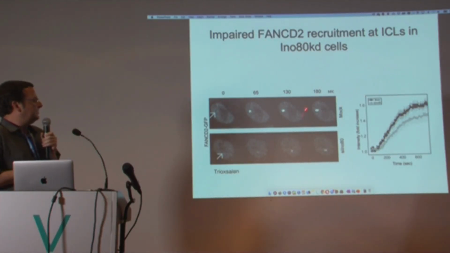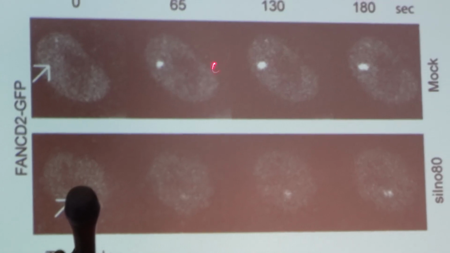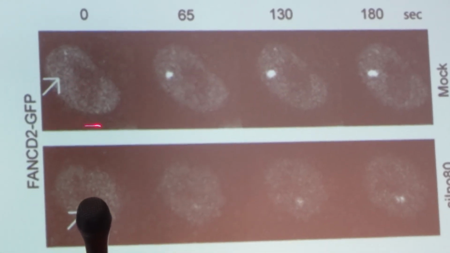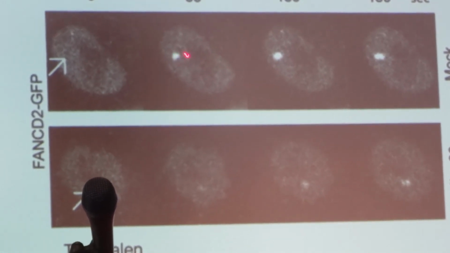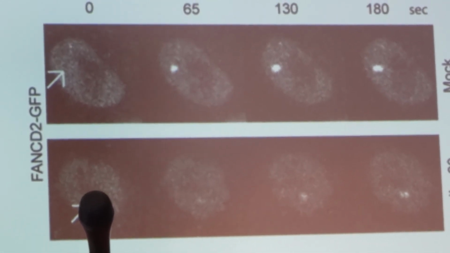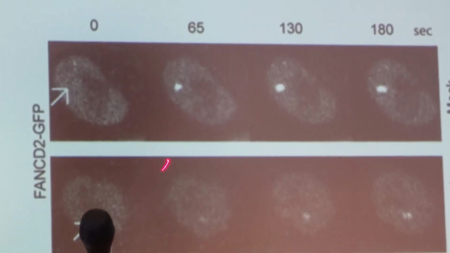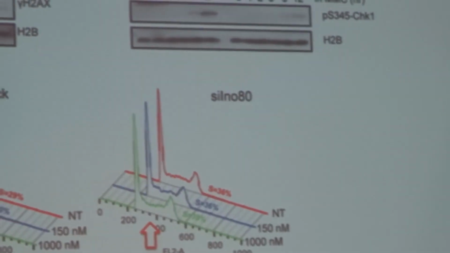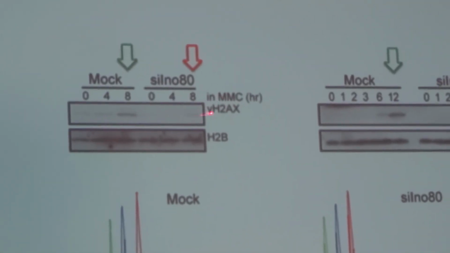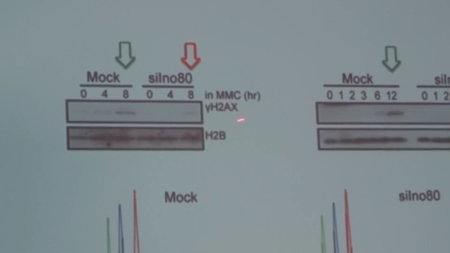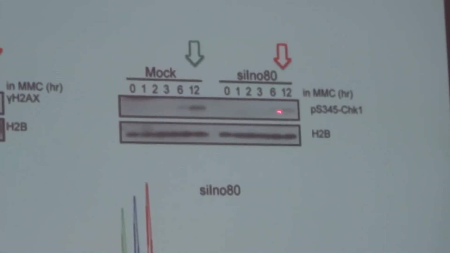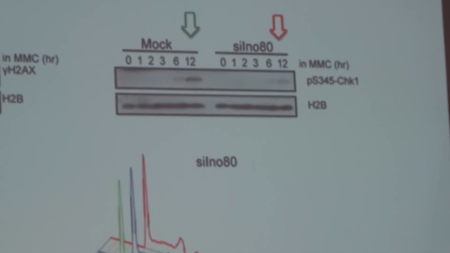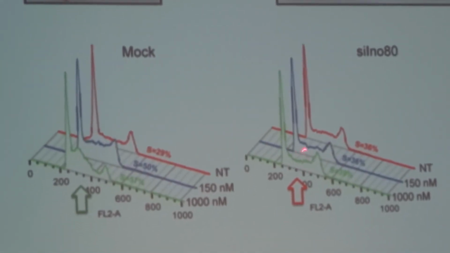So when doing this in live cells and following the accumulation of FANCD2-GFP at a site of microirradiation in cells treated with the photoactivatable crosslinker trioxsalen, we also saw an impaired recruitment of FANCD2. And we also saw that phosphorylation of key substrates of ATR, namely histone variant H2AX and CHEK1 kinase, was impaired in INO80 depleted cells, and these cells failed to stop in S phase after treatment with the crosslinker.